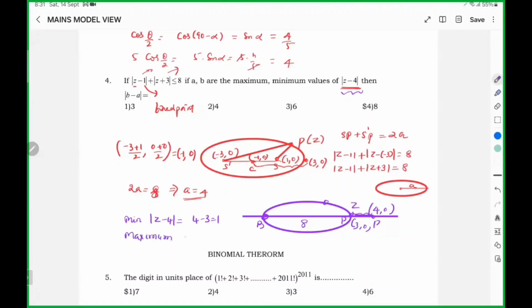Maximum distance will be PB. So here z minus 4 will be maximum. In the question, maximum A is nothing but 9, and B is minimum, which is 1. He is asking B minus A, that is 1 minus 9, which is minus 8.